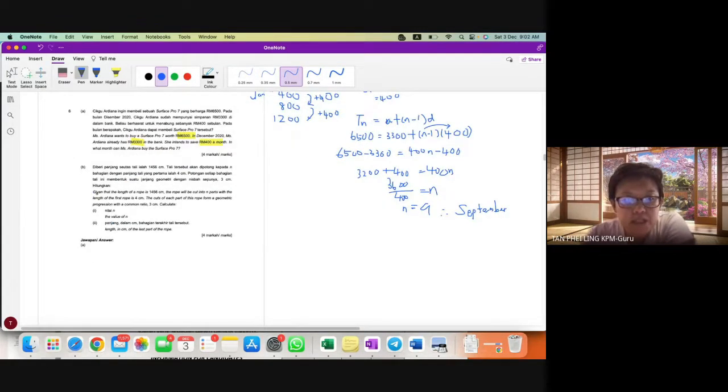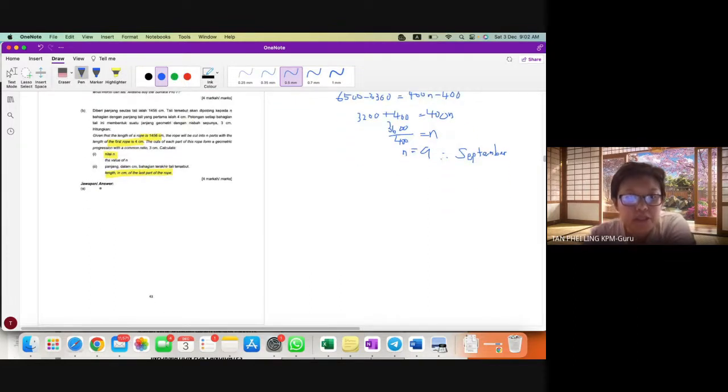So 6b, given the length of a rope. This one is another question. Now you have a length of rope. So usually AP and GP, they will ask both. The rope will be cut into n parts, with the length of the first rope being 4. Then the cuts form a geometric progression with a common ratio of 3. So it asks you to calculate n and then find the length of the last part.